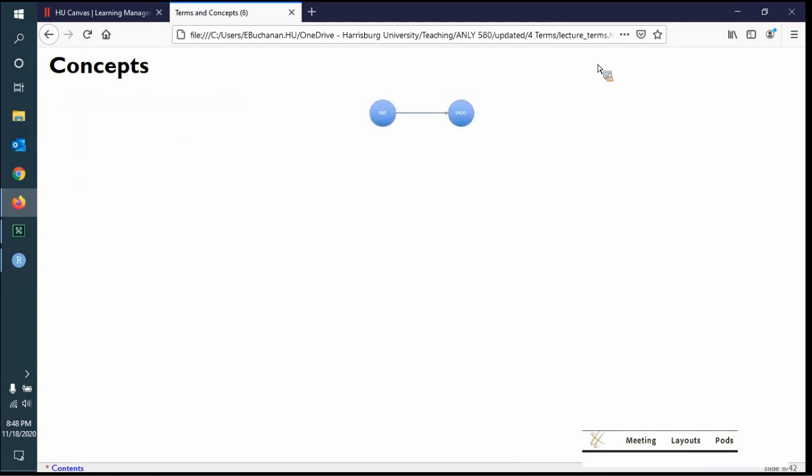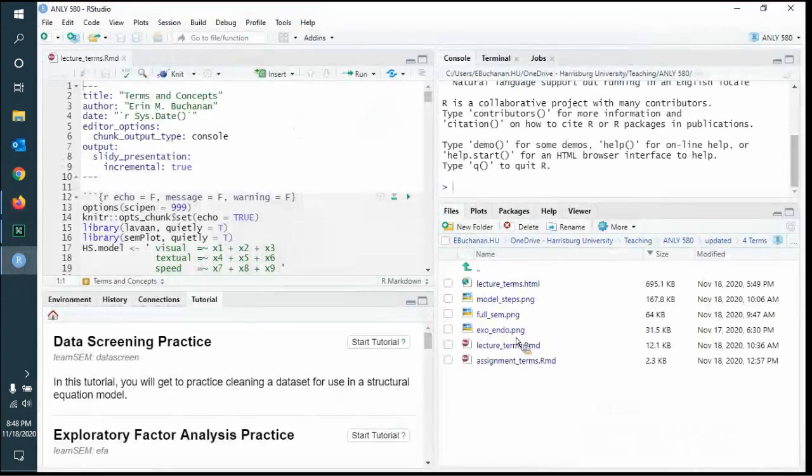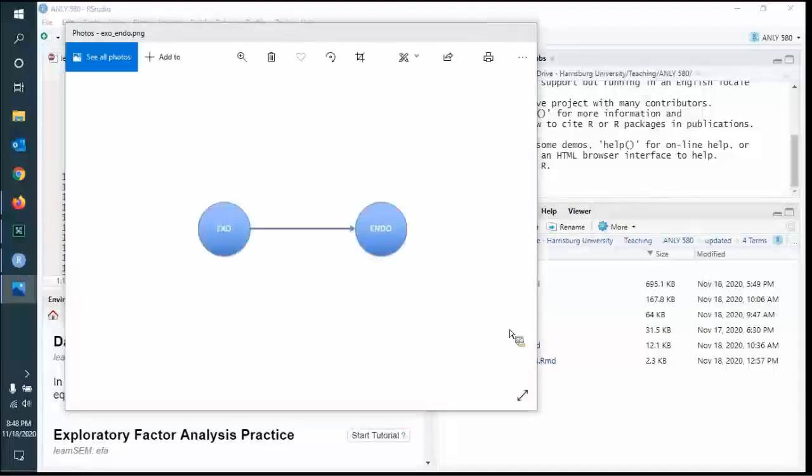Oh wow, that came out very small. That's unfortunate. All right, let's see. So this picture is not that small. So let me just make it bigger here.